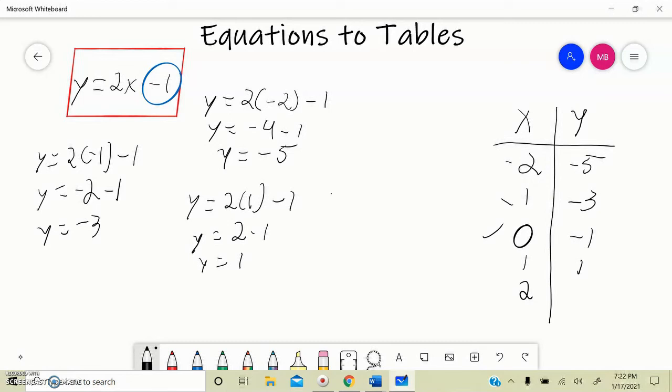And last but not least, let's do 2. So we have y is equal to 2 times 2 minus 1. So we have y is equal to 4 minus 1. Y is equal to 3. So all we did here is we just input these x values in for x in this equation and solved for y. And then we put those values that we got for y in next to that corresponding x value.